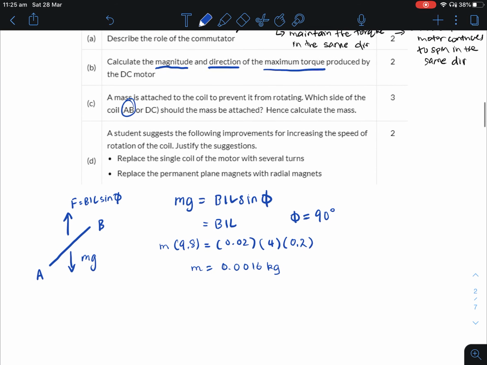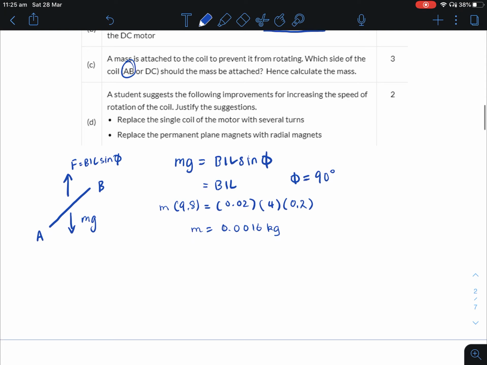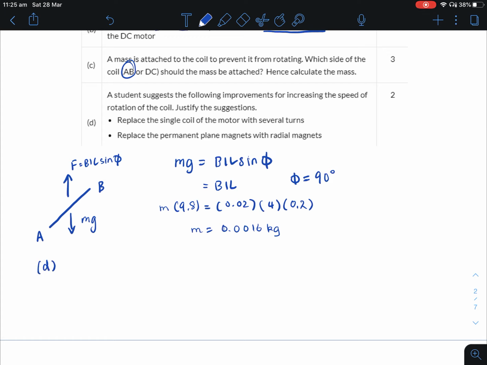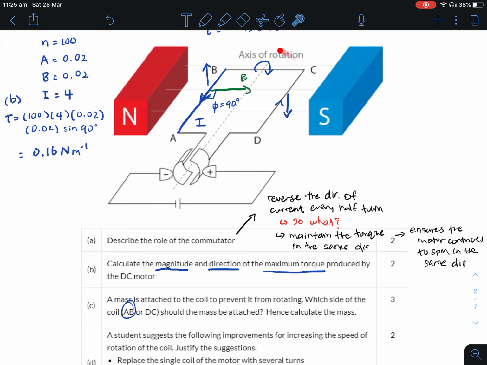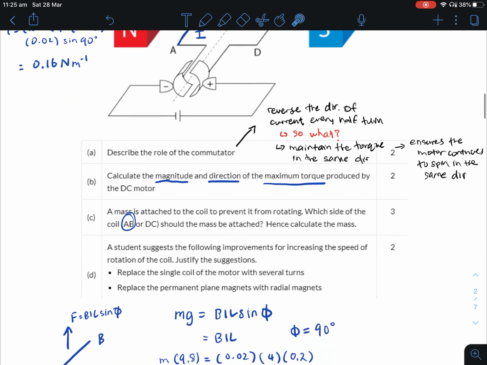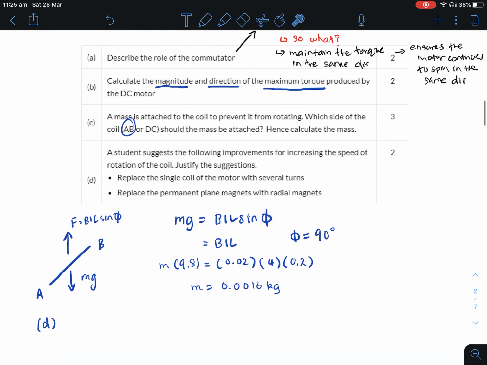All right, for the last part of the question, a student suggests the following improvements for increasing the speed of the rotation of the coil, and it asks us to justify the suggestions. So for part D, the student suggests to replace the single coil over here, this singular coil, with several turns.